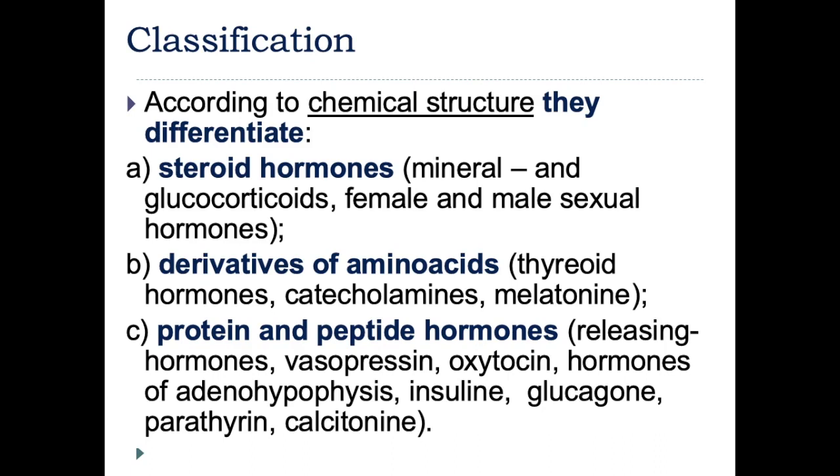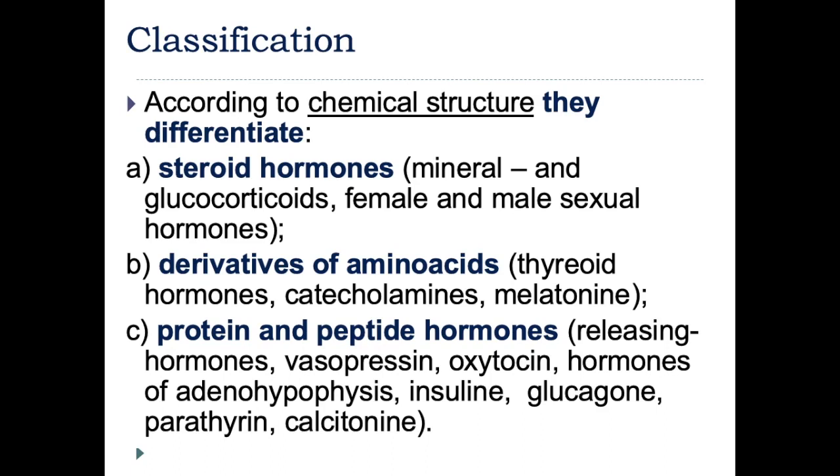When we discuss particular examples of different hormones, as in protein and peptide hormones, usually we have to tell about oxytocin and vasopressin, the group of releasing hormones, insulin, glucagon, calcitonin. Steroid hormones are mineralocorticoids and glucocorticoids, and both female and male sex hormones. And as derivatives of amino acids, we have to tell about the catecholamines, melatonin, and thyroid hormones.